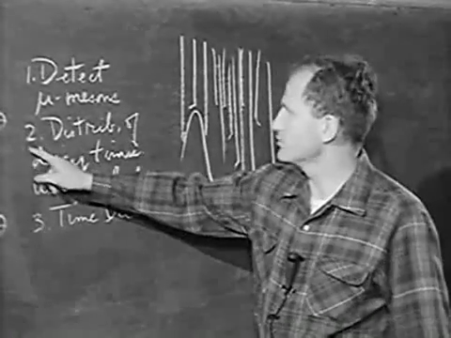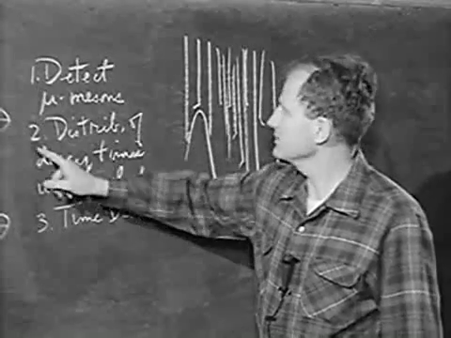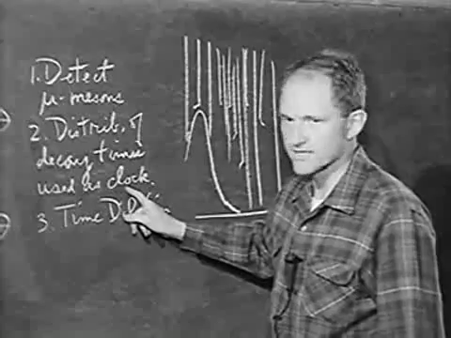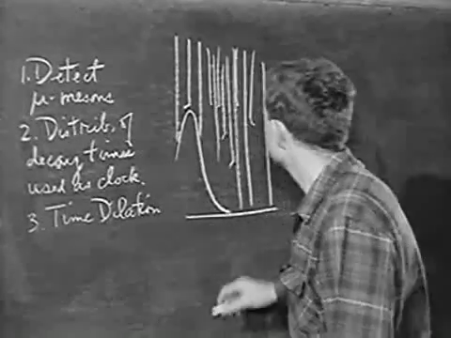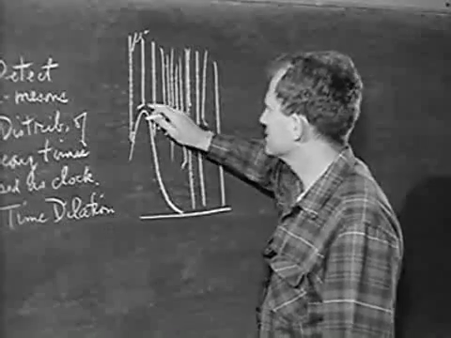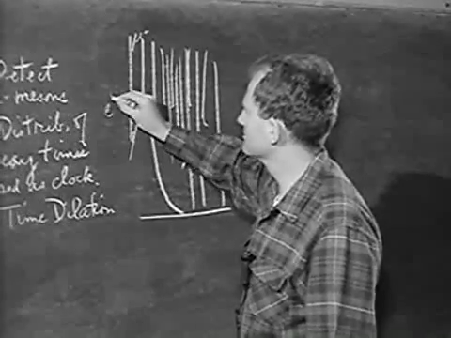That brings us to our second point. We already know how to detect mu mesons. Now we want to find out how long it takes them to decay, so as to use them as clocks. When a positive mu meson decays, it gives off a neutrino, an antineutrino, and one positive charged particle called a positron.